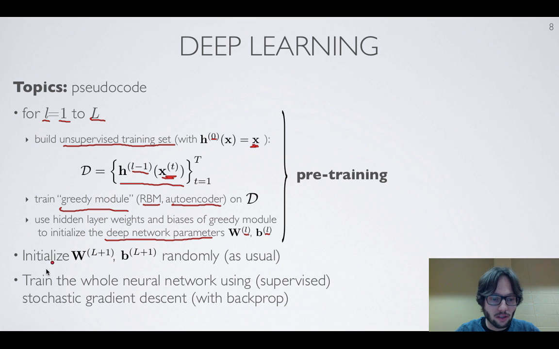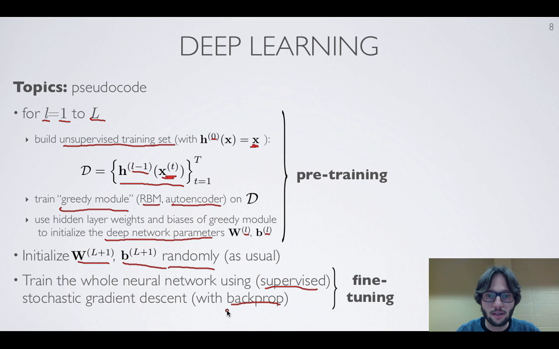Then once all hidden layers are pre-trained, we add connections to an output layer. That's W capital L plus 1 and B capital L plus 1. We can initialize them randomly as usual. And then fine-tuning is just supervised learning using backpropagation with, say, stochastic gradient descent. All right, so that's unsupervised pre-training for learning deep neural networks.